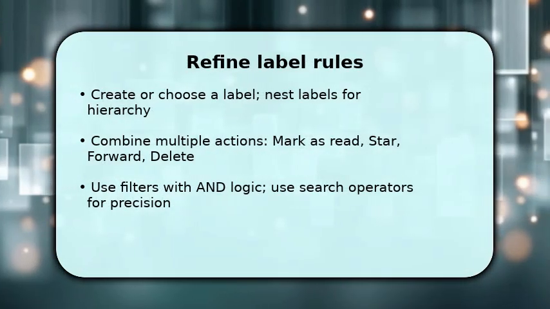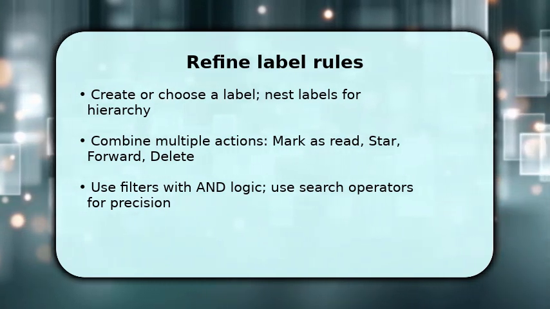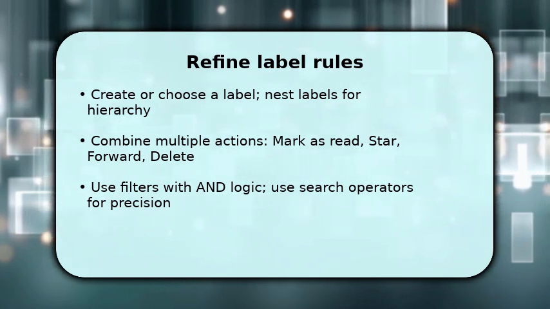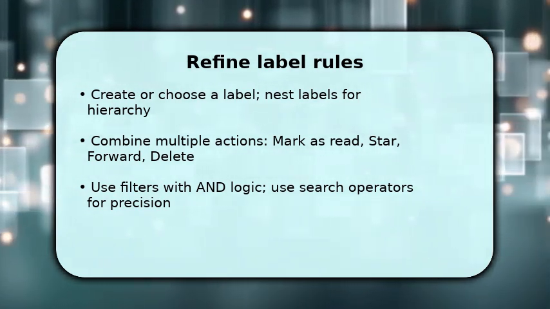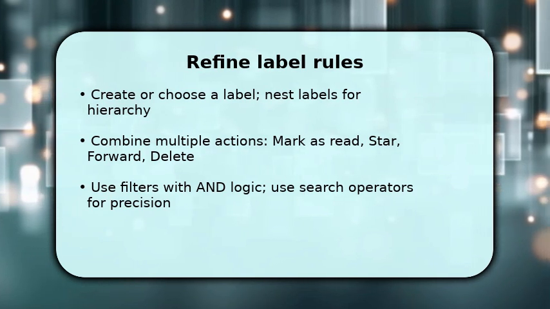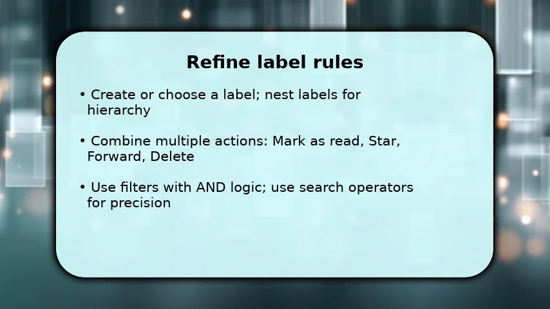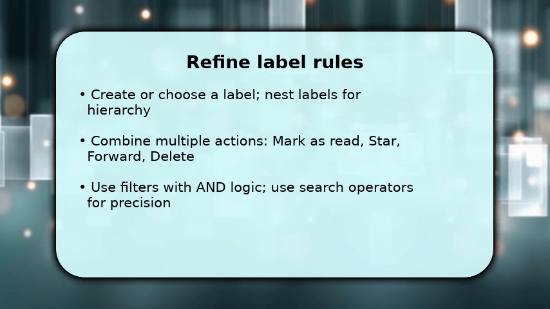Next, refine how messages are organized by creating clear labels and optional nested labels for hierarchy. Assign the label in the filter and combine actions: mark as read, add a star, forward to another address, or archive. Use Gmail search operators like from, subject, has, attachment, and keyword to tighten rules. Filters apply with and logic so each condition must match.